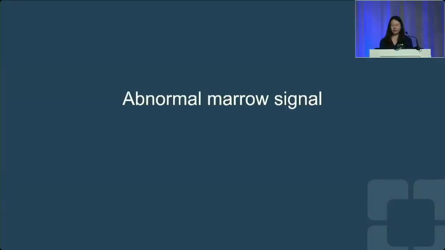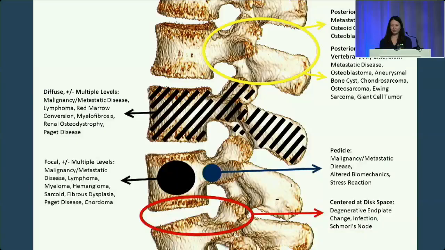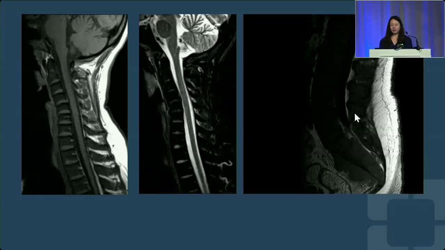Okay, moving on to abnormal marrow signal. There's a lot of different pathologies that can cause abnormal marrow signal. And so we try to kind of localize it based on the location, and if it's multifocal versus focal, and that way we can come up with a differential for what we're seeing.